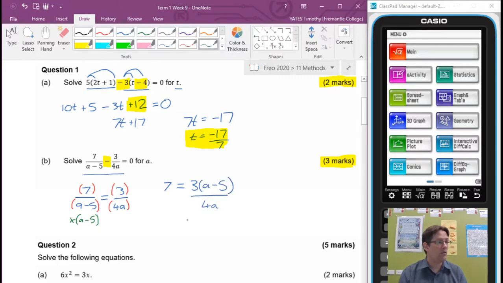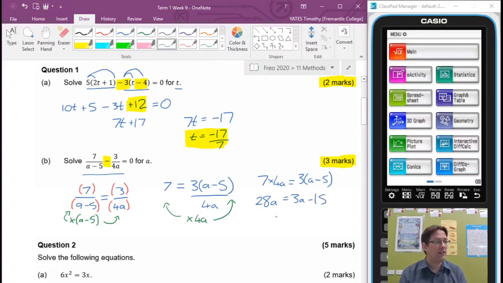And then I multiply the whole thing by 4a. That's both sides, so I'll just indicate that we're definitely doing it to both sides. We multiply by 4a, that cancels out the 4a on the right, and on the left we have 7 times 4a equals, and that one just cancels out, 3 brackets a minus 5. I can expand and simplify those. 7 times 4 is 28a. Equals 3a minus 3 times 5 is 15.